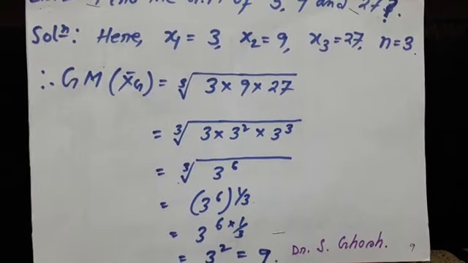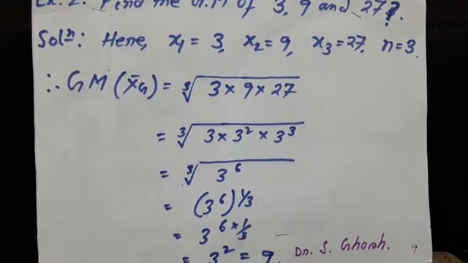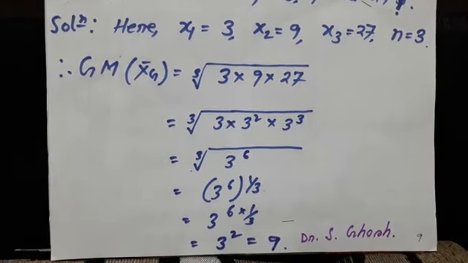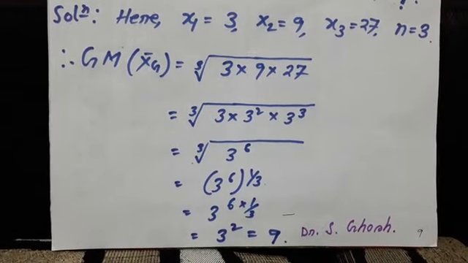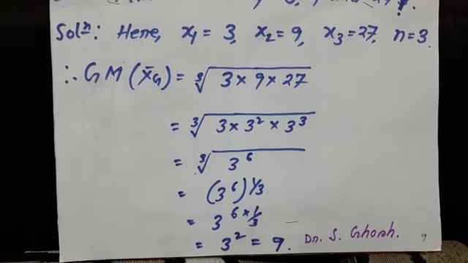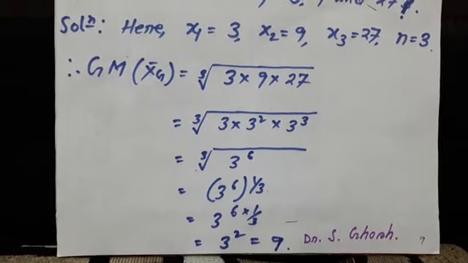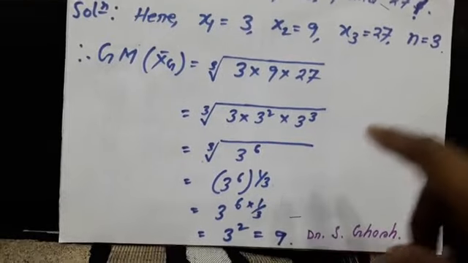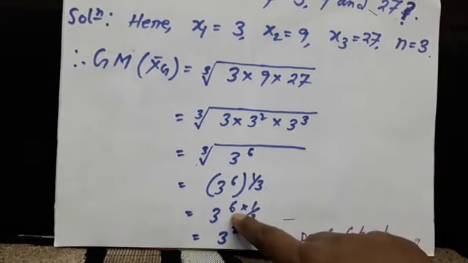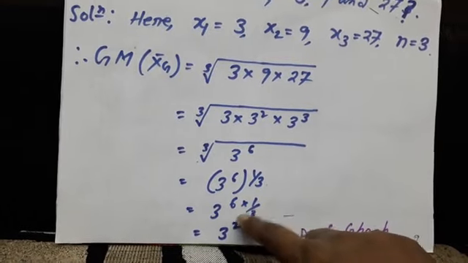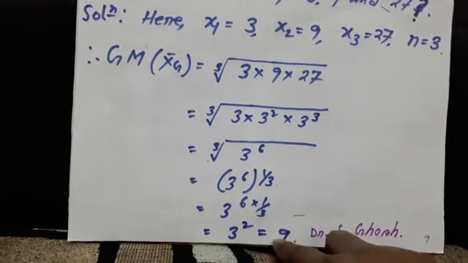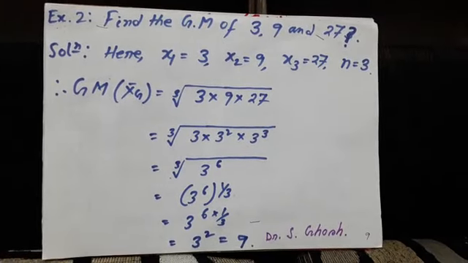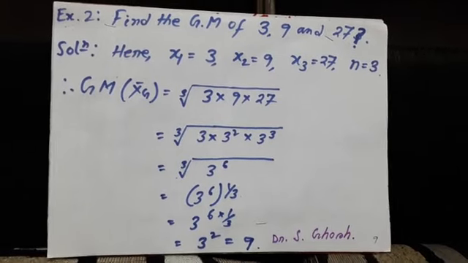Now here 9 equals what? 3 square, 27 equals 3 cube. Since all bases are same, 3, 3, 3, now we can add up the power. 1 plus 2 plus 3 equals 6, 3 to the power 6. As power is 1/3, this 6 by 3, cancelling it, this is 3 square, 9. So therefore the GM of 3, 9 and 27 is 9.